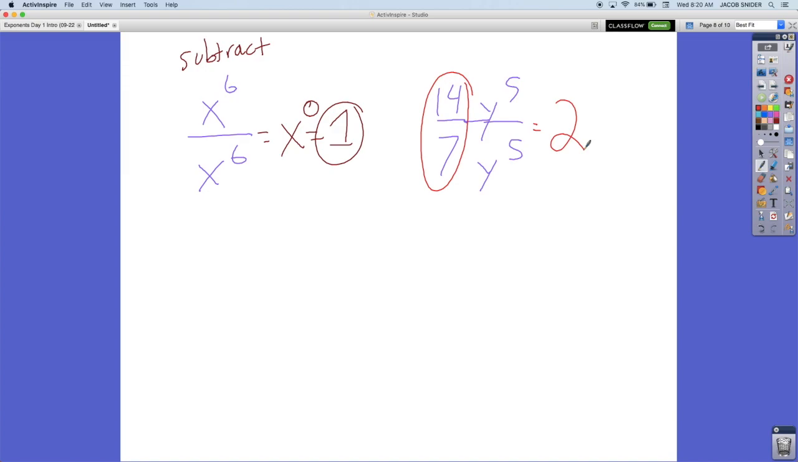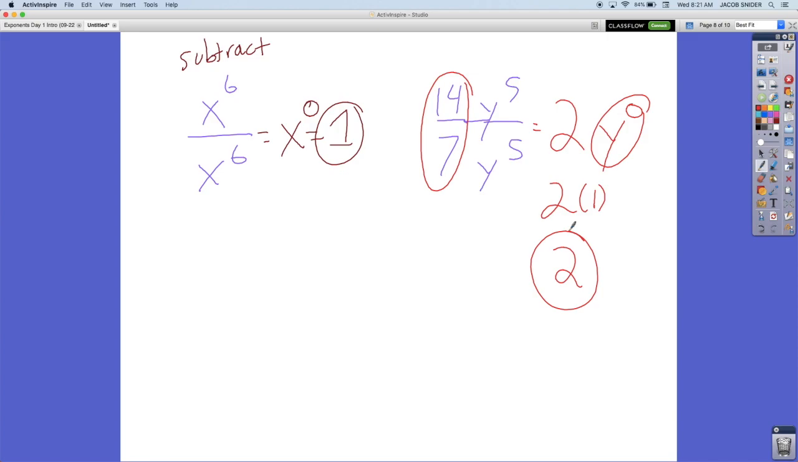Now let's do my exponents. Y, because I got y^5 and y^5. So we're going to subtract. So I got y^(5 minus 5), 0. So really what this equals, this is 2. This part equals 1. So it's really 2 times 1, which is just the same as 2.